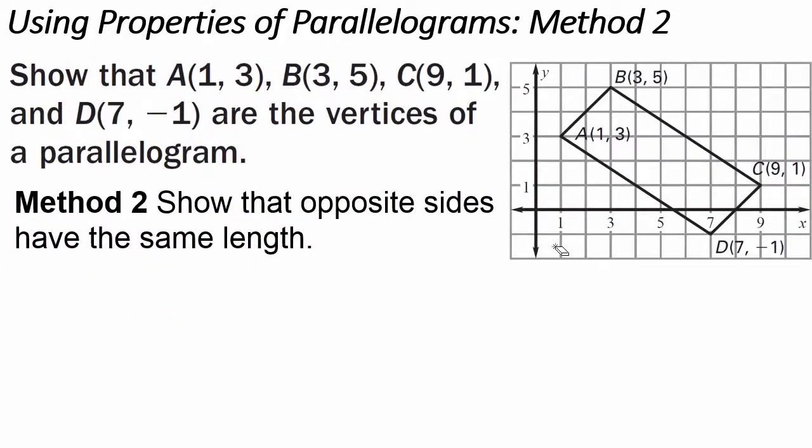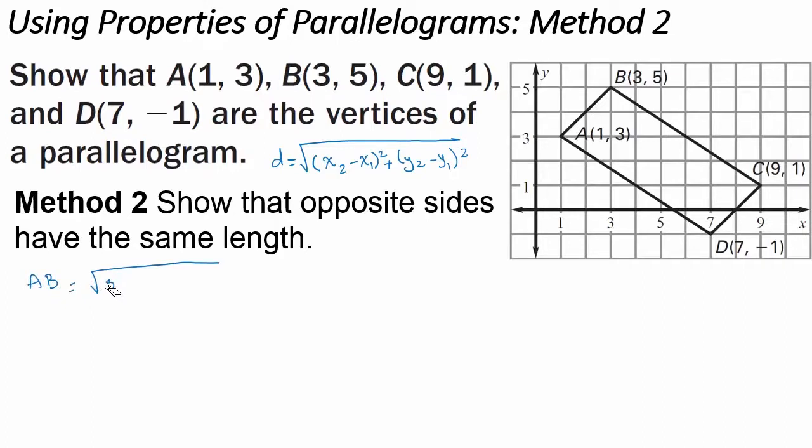Let's look at method 2. In this method, we are to show that the opposite sides have the same length. Remember, to find the length, we're using the distance formula, which is the square root of (x2 minus x1) squared plus (y2 minus y1) squared. So let's start by looking at the distance of AB.